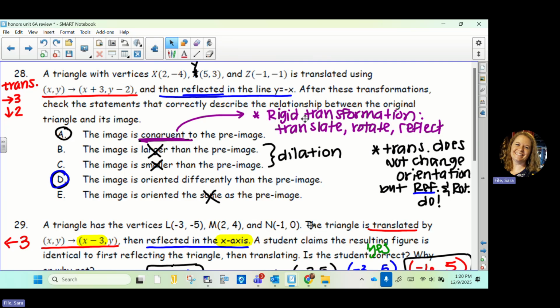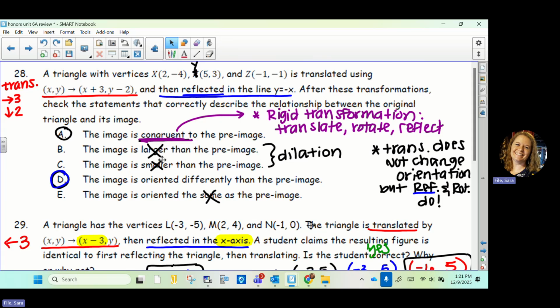It does not change size. It maintains its congruence. So you can translate and rotate and reflect, and it is still congruent to the original image. Does that make sense? It's still the same size and same shape. It's just drawn in a different location or maybe at a different angle. Does that make sense? Okay, so it does maintain its congruence, so it does not get larger or smaller. Getting larger or smaller, that's a dilation. Dilation's the only one that's a non-rigid transformation. It changes the size.